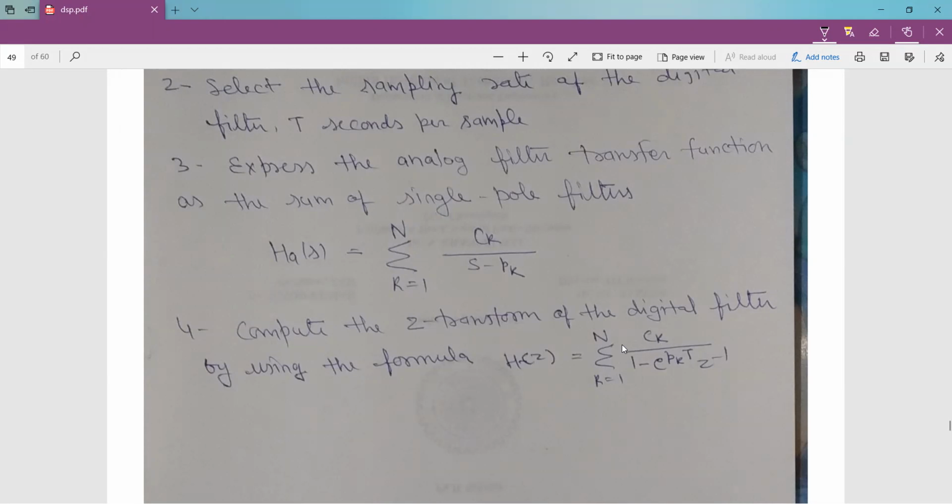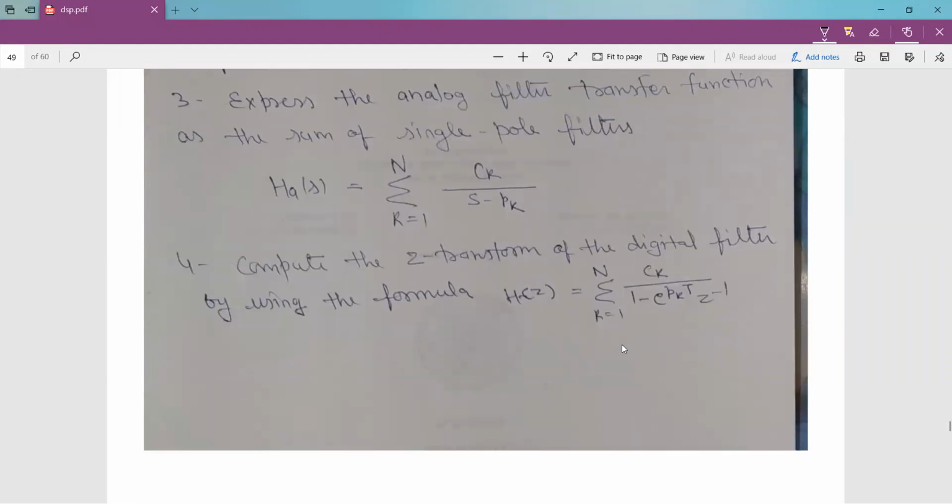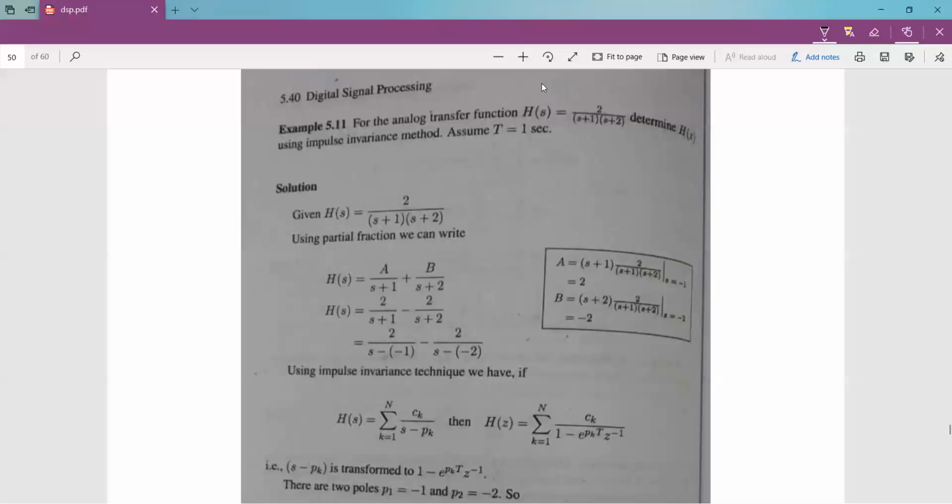But always remember that there is the disadvantage of many to one mapping that creates the aliasing effect, and that's why the impulse invariant method can only be implemented for low pass and band pass filters and is not suitable for high pass filters. After that, we come to a few examples related to the impulse invariant method.